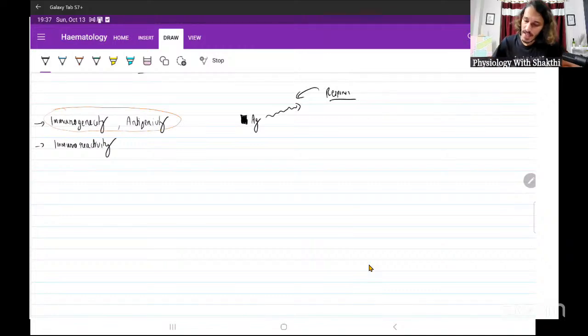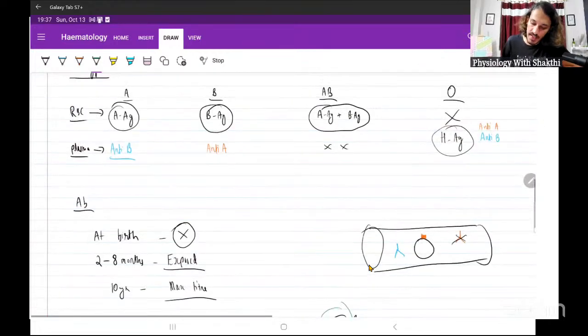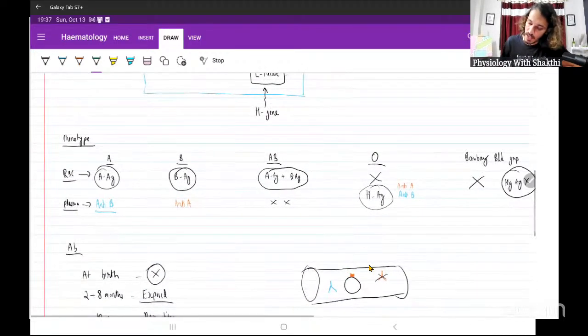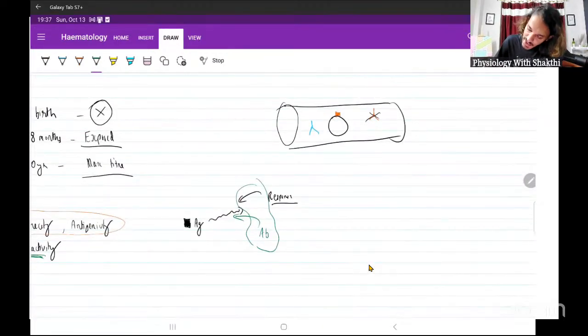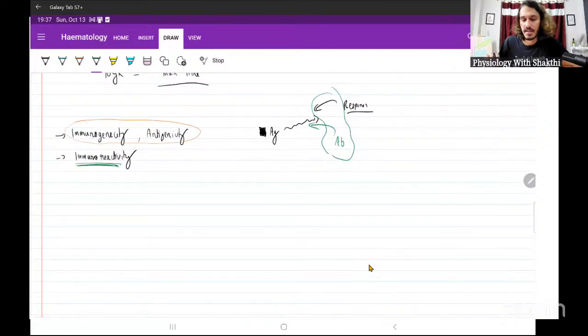Now, this ability of your antibody, which is there, to come and react to this, that is essentially immunoreactivity. Two things. We're talking about this because in the above examples, we were talking about an antigen and an antibody. This is a very important thing that we're discussing here.